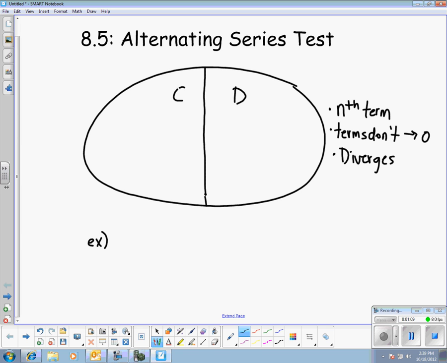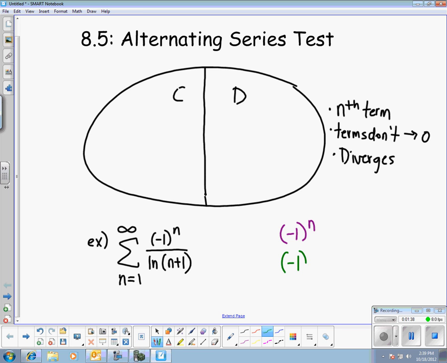The sum from 1 to infinity of -1 to the n over natural log of n plus 1. Okay, so first of all, you're going to see in this section a lot of these and a lot of these. So let's just get that out of the way.